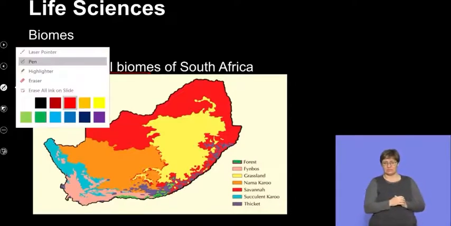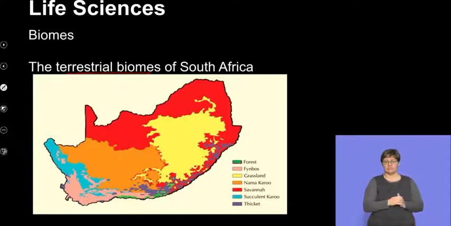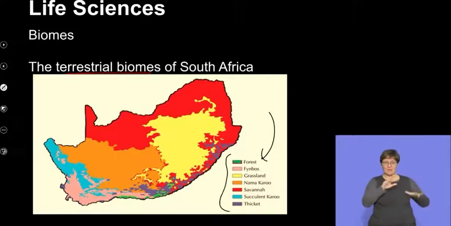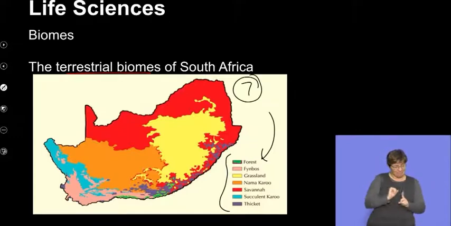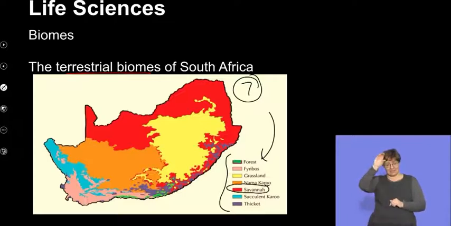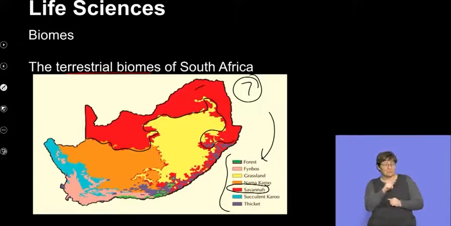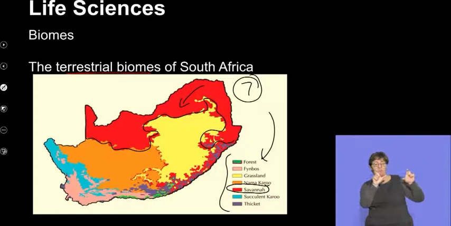As I quickly change the color of my pen, this map indicates the distribution of our 7 biomes. It's important that we recognize that each biome is characterized by the type of plants and animals found in that area. South Africa is home to 7 distinct terrestrial biomes. Our savanna biomes, coded in red, form predominantly the largest biome in South Africa. This predominant red color indicates its distribution.